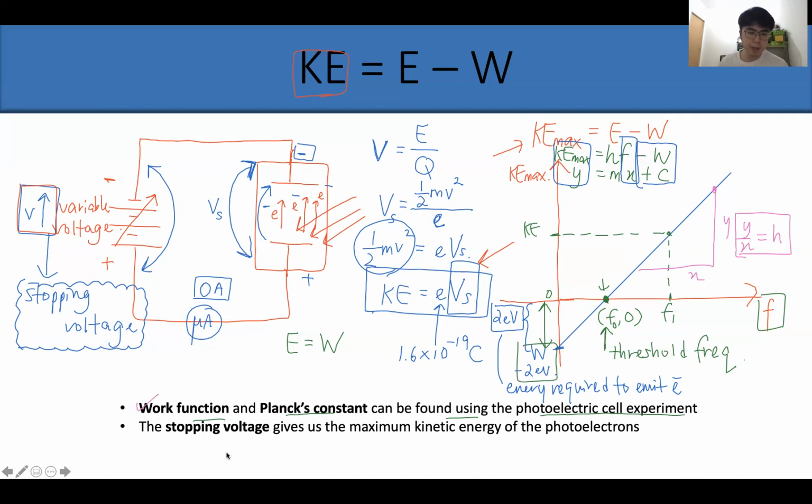Point number two, the stopping voltage gives us the maximum kinetic energy of the photoelectrons. When you achieve the stopping voltage, you know because the ammeter will read 0 ampere. Okay, take notes and we will go to the next slide.